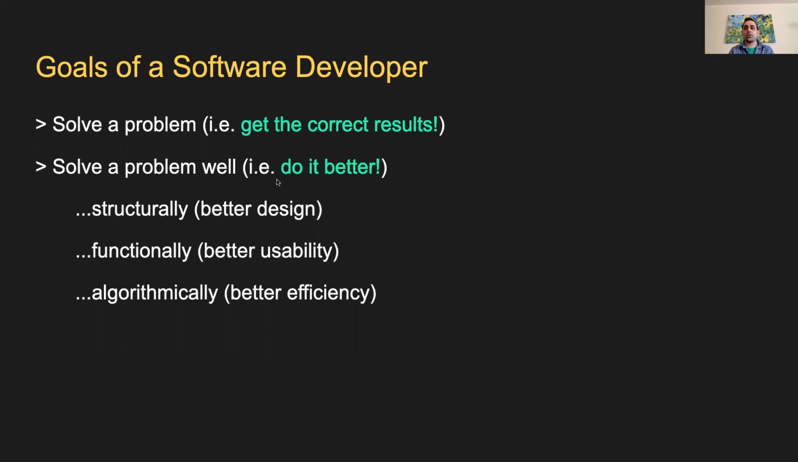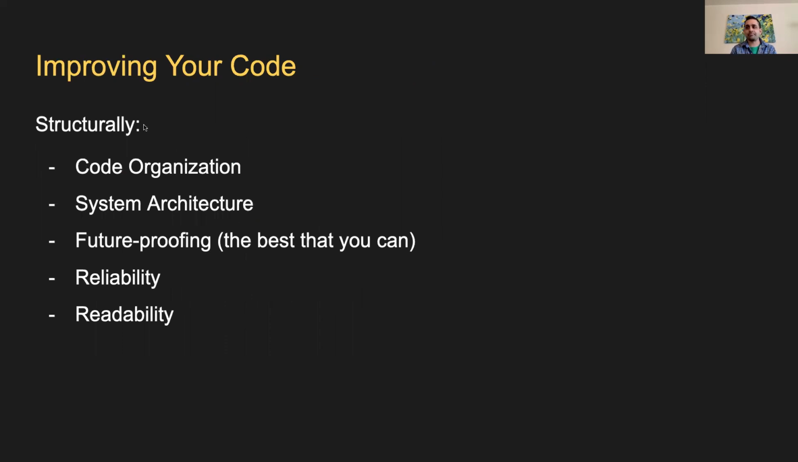So there are so many ways you can improve your code. I've bucketed it into three major items here. Structurally, which means better code design. Functionally, which is better usability for your end user. And algorithmically, which is better efficiency. So let's get a high-level introduction to structurally. There are many things you can do to make your code better. Code organization: how you organize your code, how you create separate files, separate classes, use proper data structures. That's important for code organization.